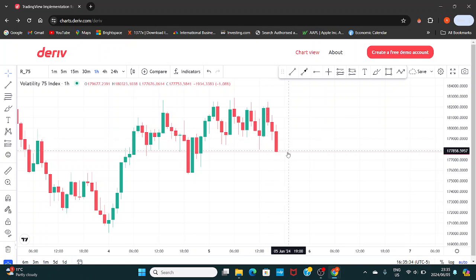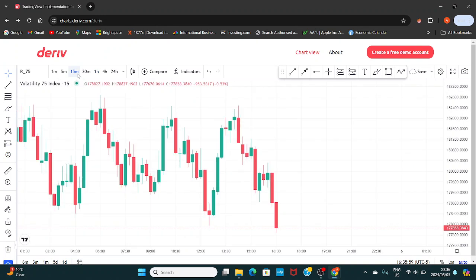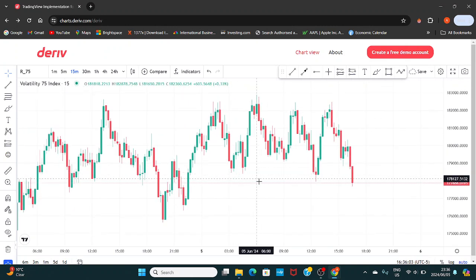Since the daily chart, the 24-hour chart, as you guys saw, was bearish, I'm going to be looking for sell opportunities. Basically, I usually hop from the daily chart all the way to the 1 minute chart. So what I'll do here is quickly hop onto the 15-minute chart just to have a look at how it's behaving and how it moves.